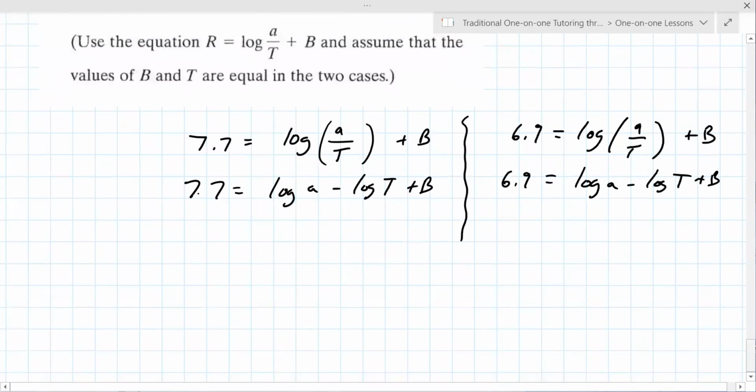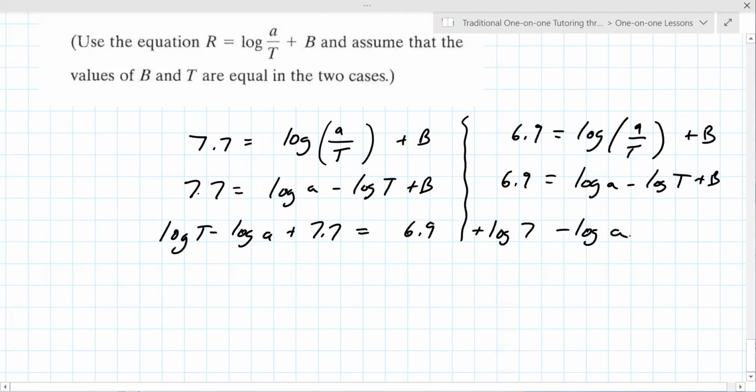In both cases, if you set them both equal to B, let me get this down here. So it's log T minus log A plus 7.7 equals B. And then over here, that equals 6.9 plus log T minus log A. And that's why they don't want you to do that.